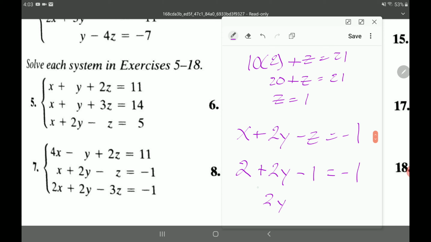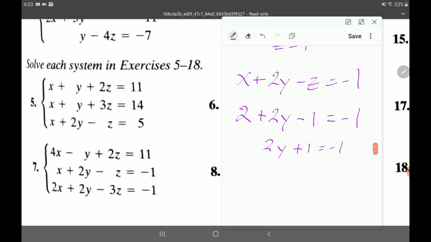Okay, 2y plus 1 equals negative 1. Subtract 1, so 2y equals negative 2. Y equals negative 1. So we have 2, negative 1, 1. That is our final solution for number 7.